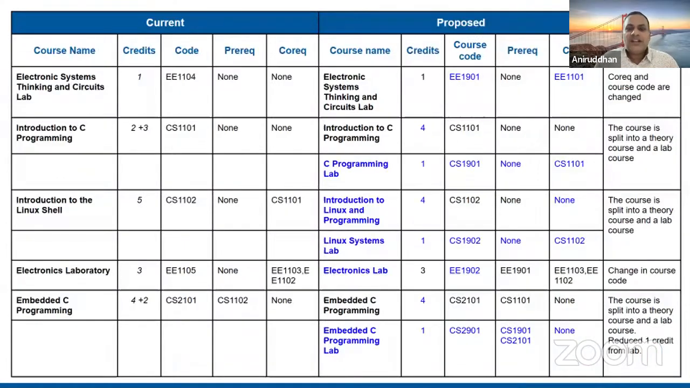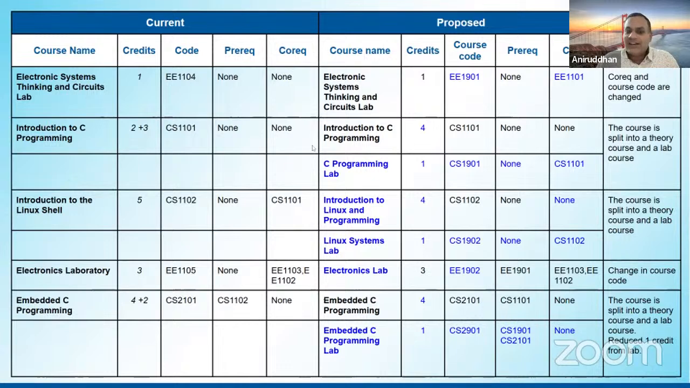Next slide, please. Now here we are covering what changes we have made. The left half of the slide has what the current scheme is, and the right half has what changes are going to be implemented now.